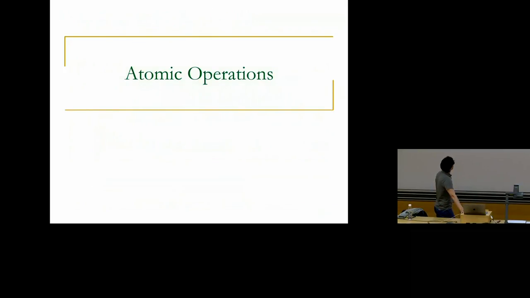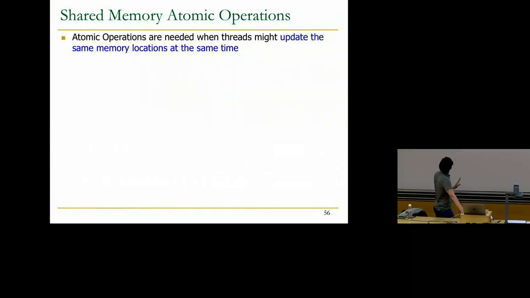We continue with atomic operations. I'm going to go very, very quickly here. So atomic operations are needed when threads might need to update the same memory locations at the same time. Because we have many concurrent threads, they are executing more or less the same program and probably the same instruction most of the time, right? So there will be many times in which, for example, we read some element, we update this element that we have just read from memory, and then we store the result back to memory.